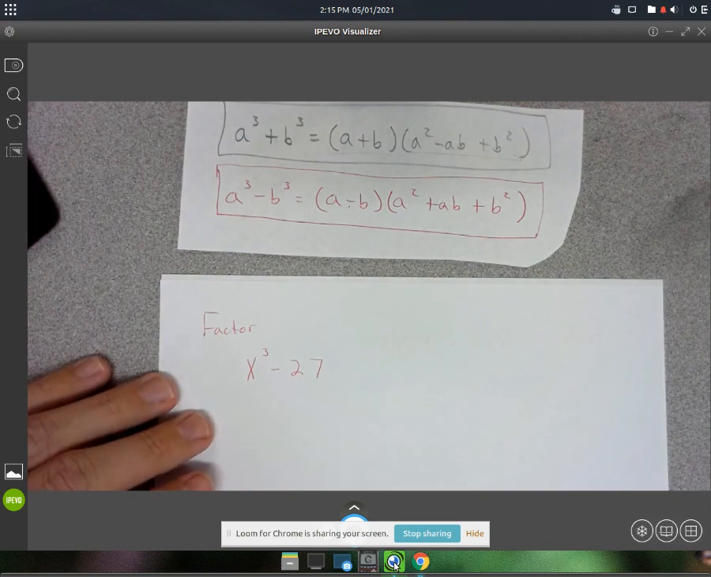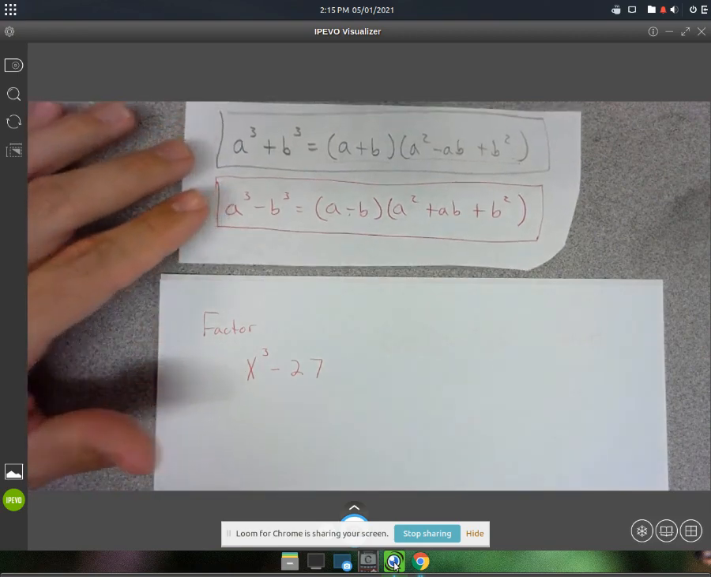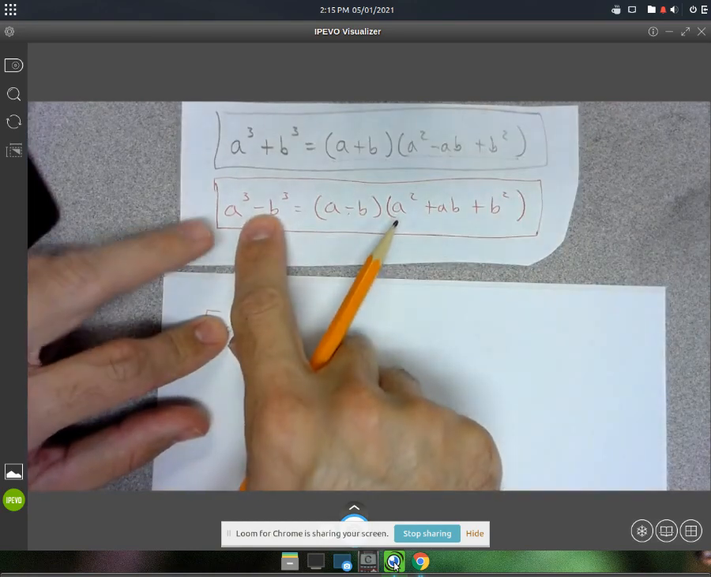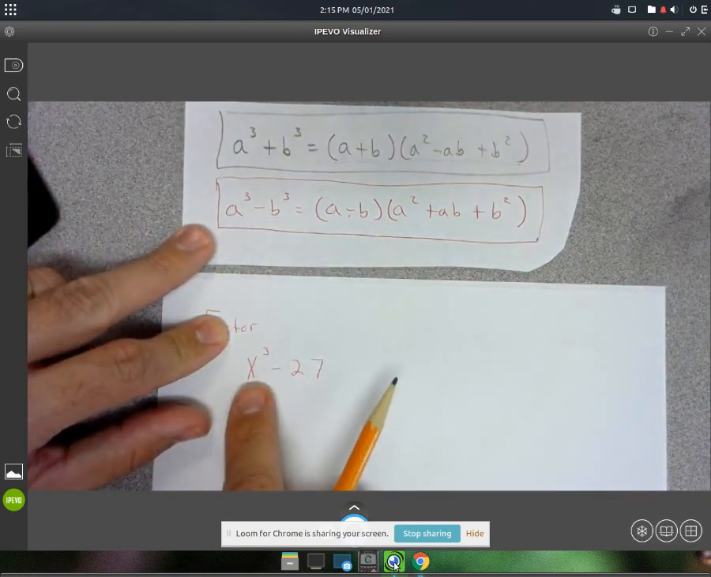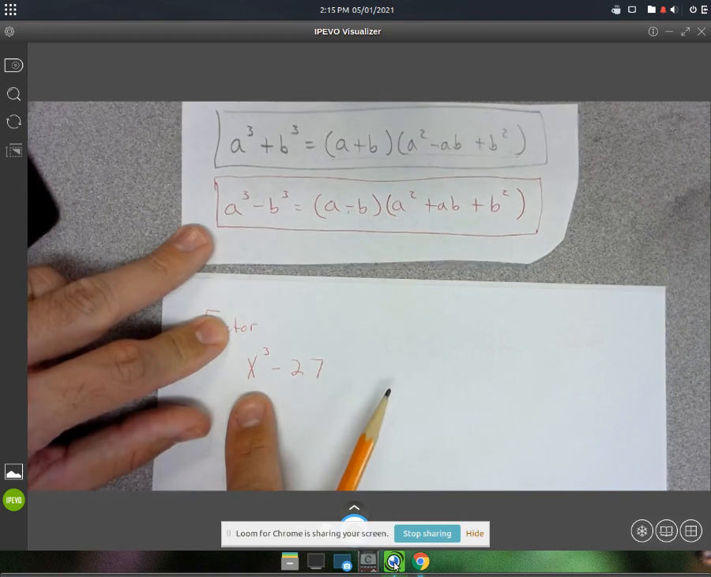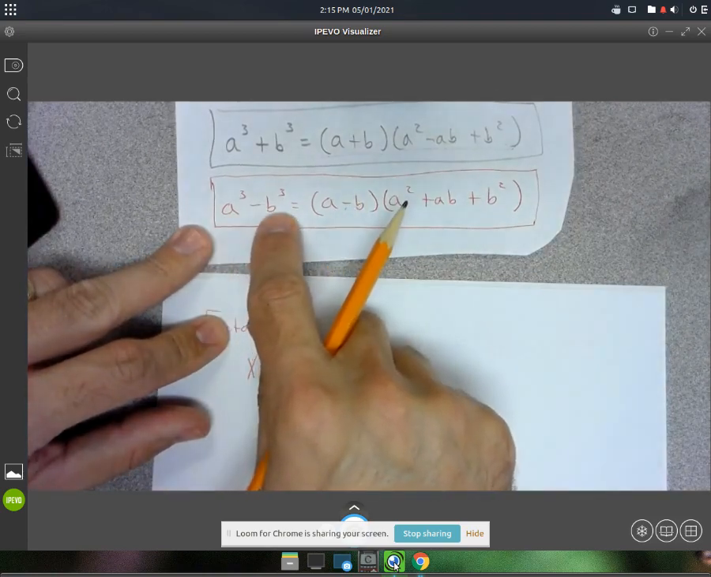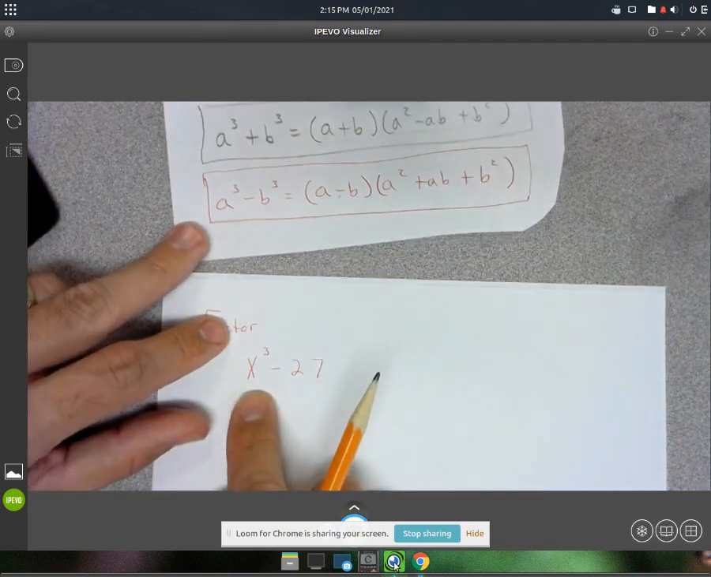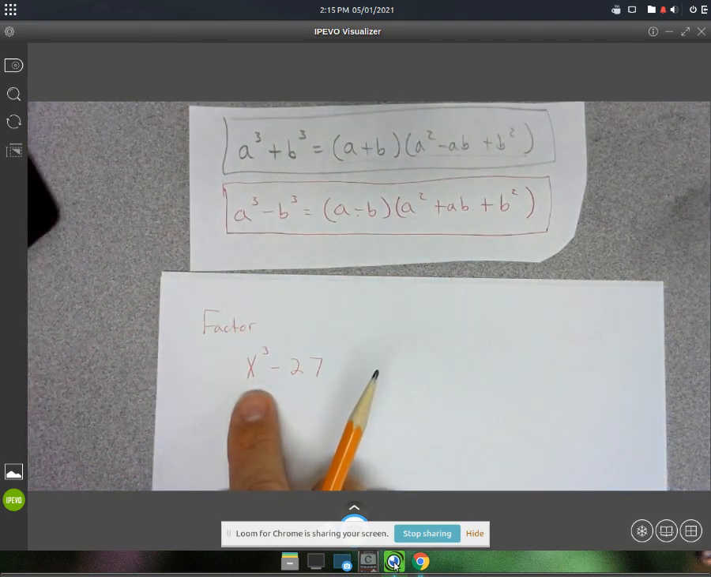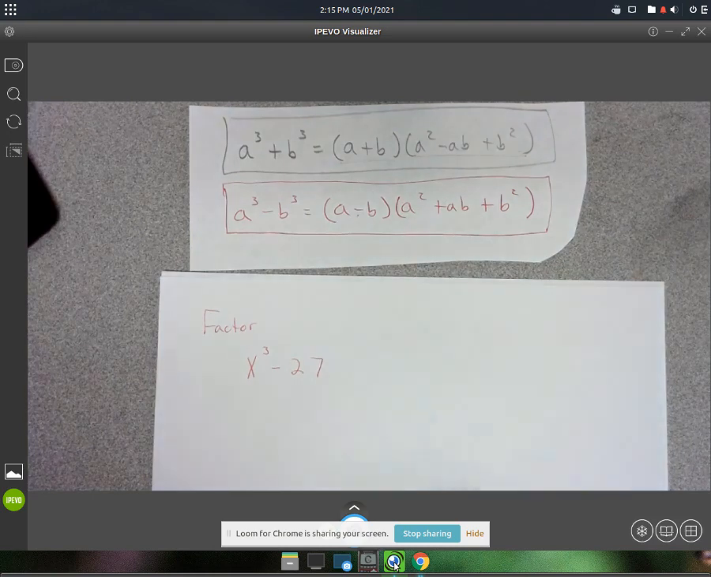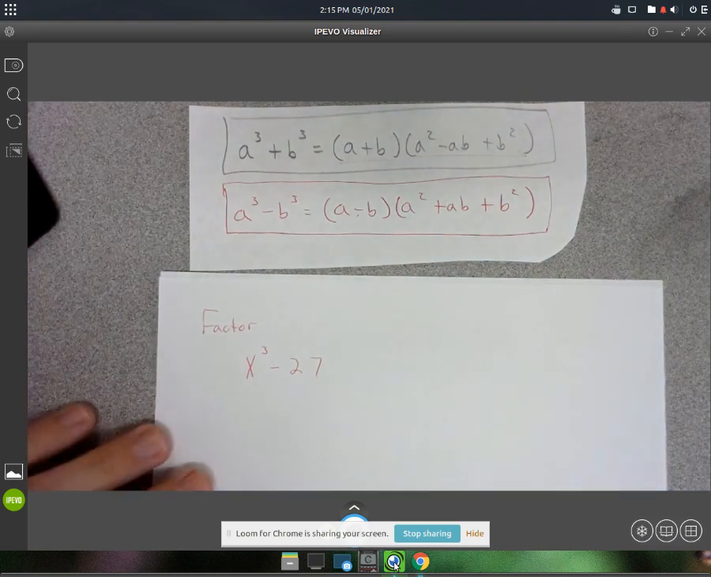The reason that we're able to use the difference of cubes here is that it's got a minus sign, and both of these terms can be expressed as something to the third power. Obviously x cubed is equal to x to the third power, but you can also express 27 as a number to the third power. 27 is a perfect cube is what we would say.